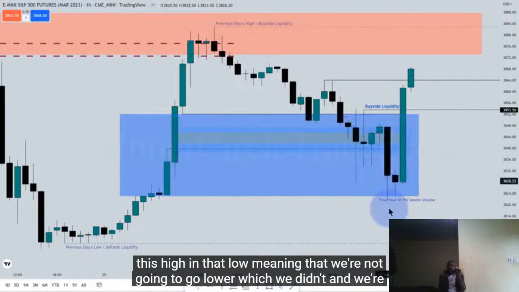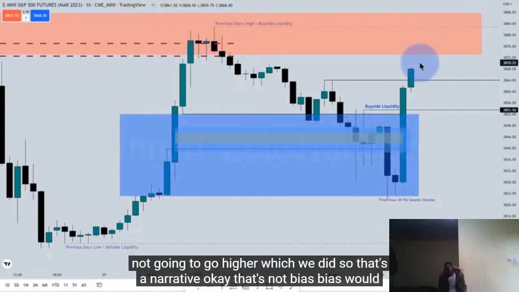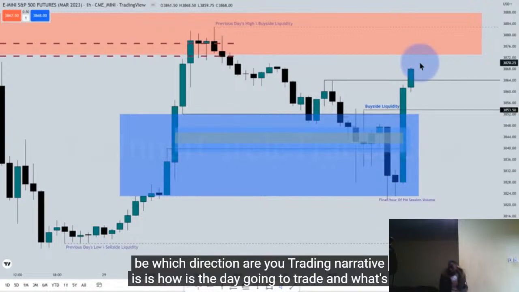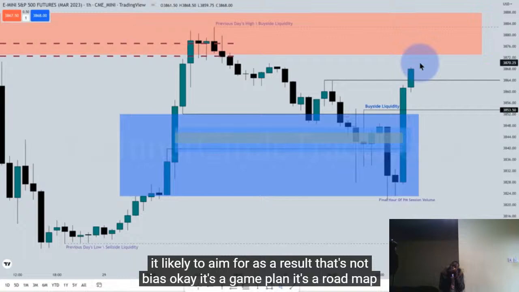Meaning that we're not going to go lower if we didn't, and we're not going to go higher, which we didn't. So that's narrative, okay? That's not bias. Bias would be, which direction are you trading? Narrative is how is the day going to trade? And what's it likely to aim for as a result? That's not bias. Okay, it's a game plan. It's a roadmap as to what it should do.